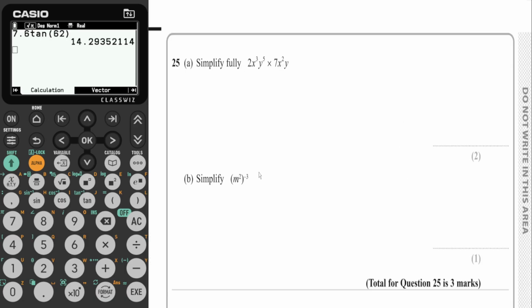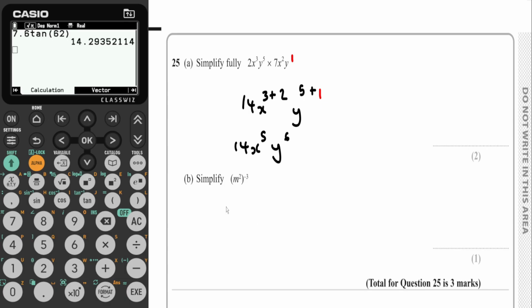Question number 25, part A. We have to simplify fully 2x cubed y to the 5 times 7x squared y. Well, y is the same as y to the power of 1. So here 2 times by 7, that's 14. Then we've got x to the power of, now here we add the powers because we're timesing, so we've got 3 plus 2. Then we've got y to the power of 5 plus this 1. So we've got 14x to the 5, y to the power of 6.